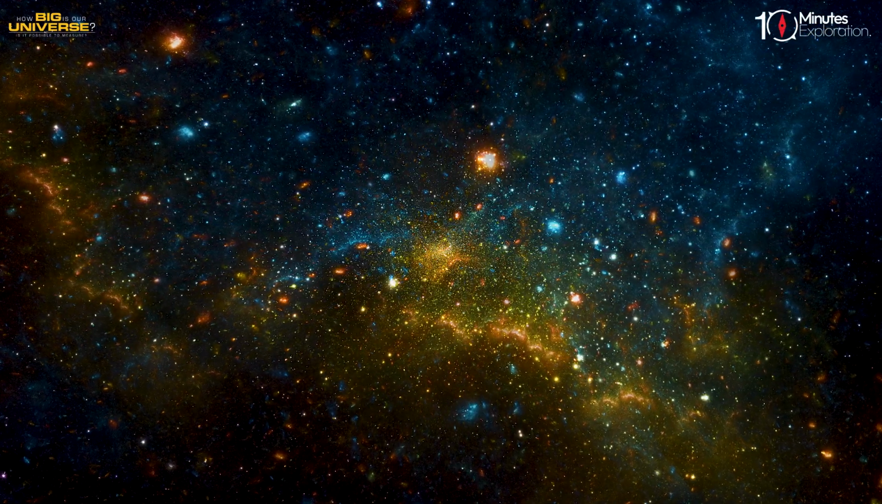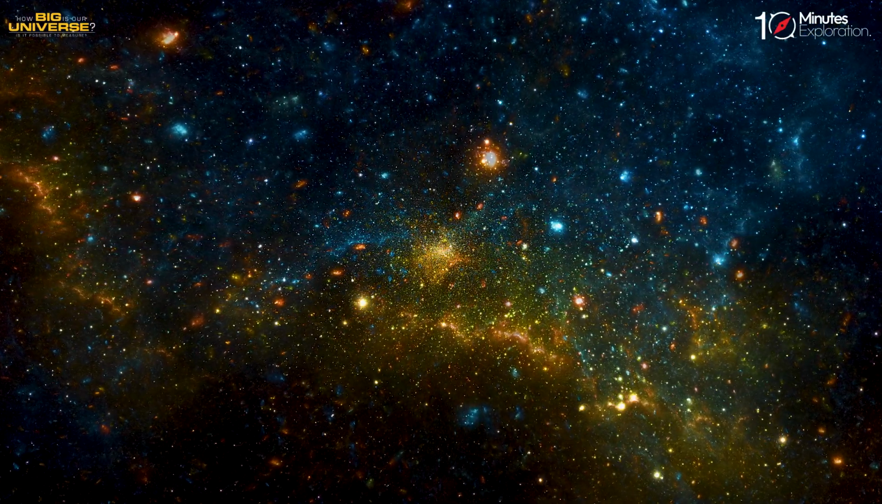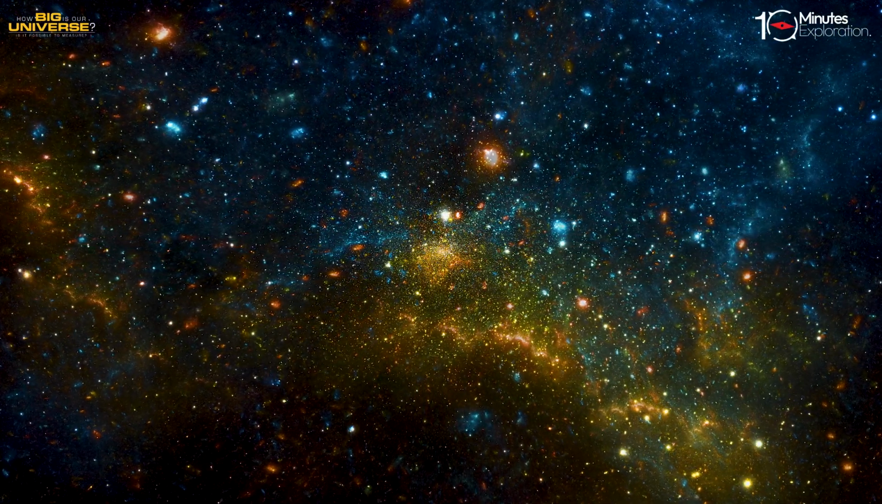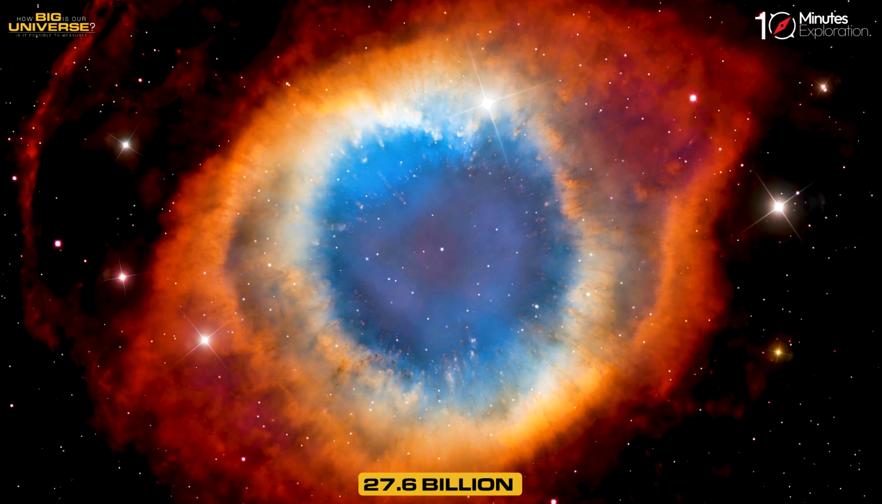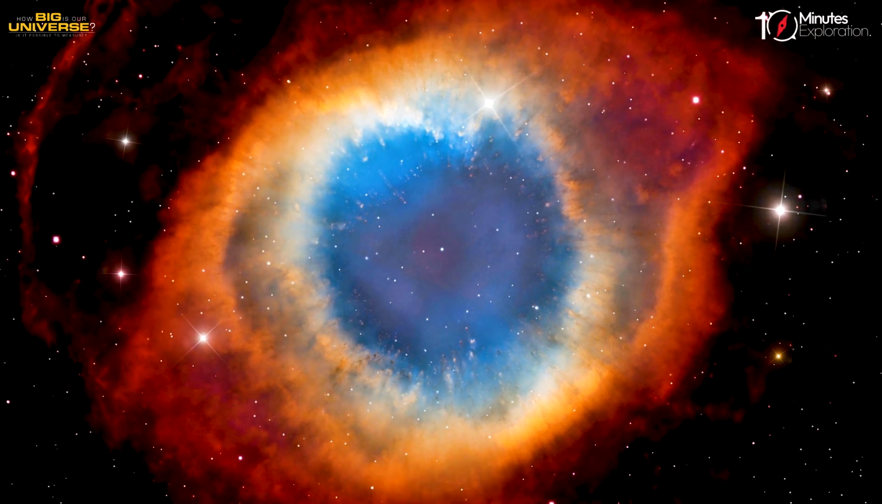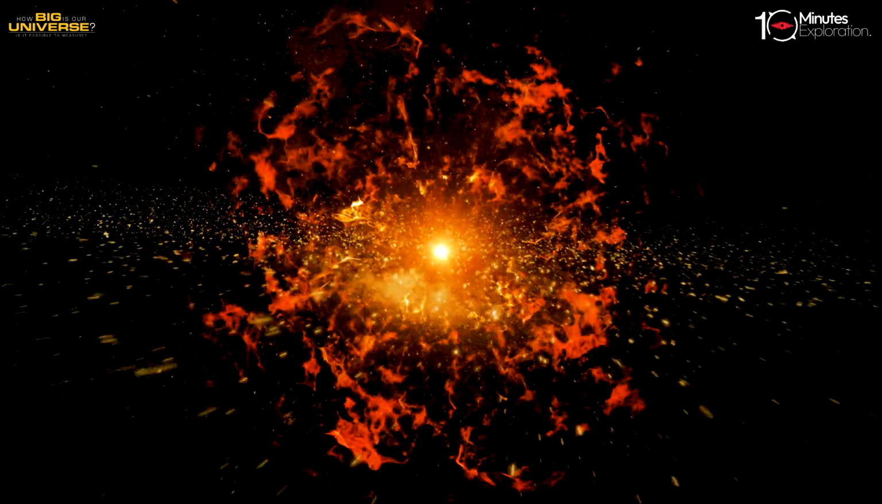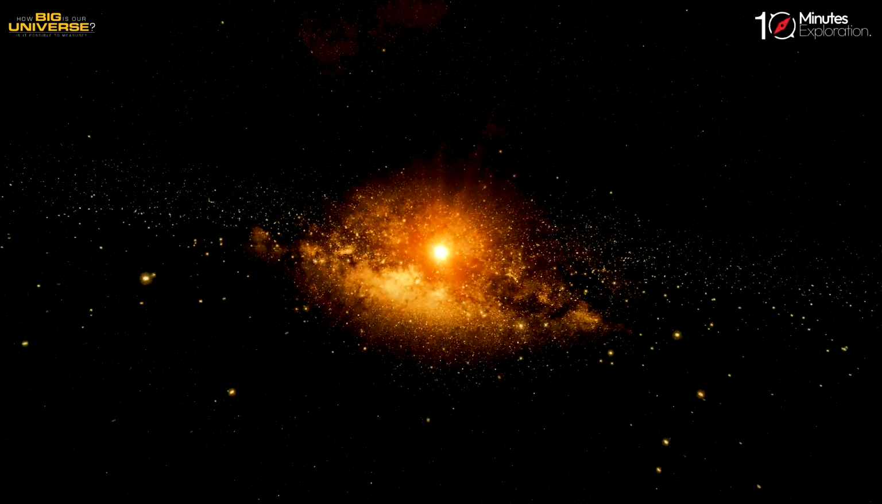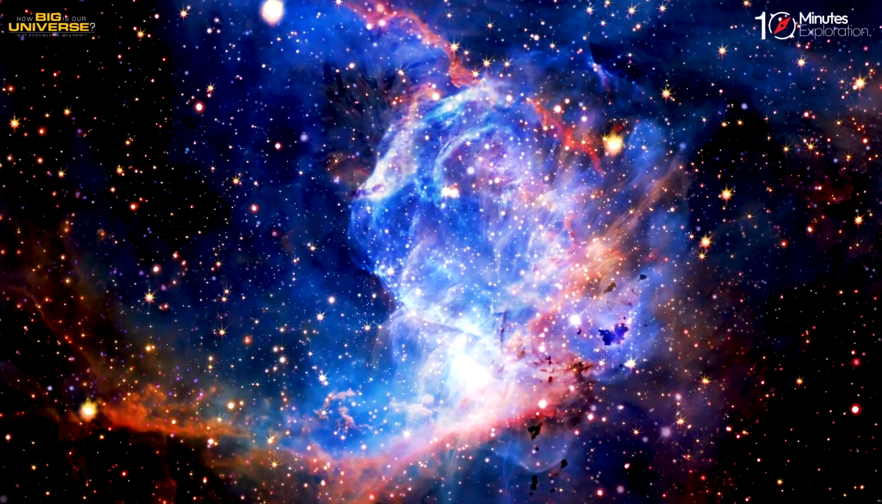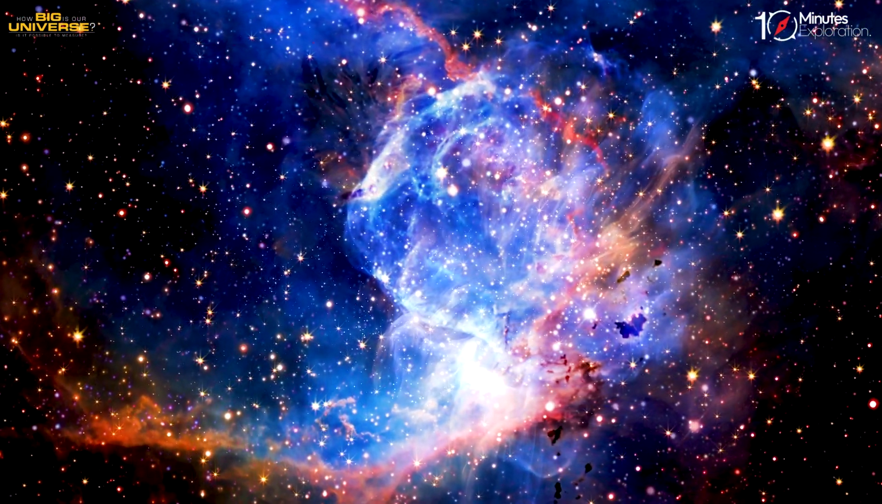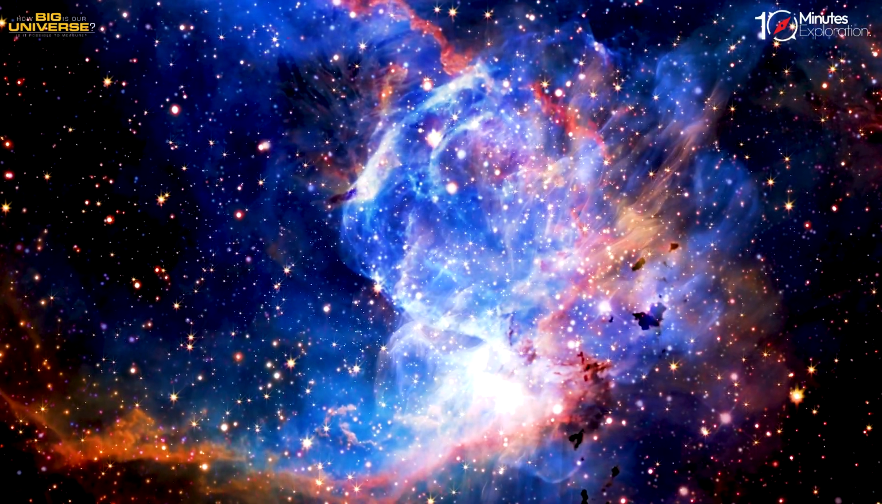But wait, how can the observable universe be bigger than the age of the universe multiplied by the speed of light? Shouldn't it be only 27.6 billion light-years across? Well, that's because the universe is expanding, and has been expanding faster than the speed of light since the Big Bang. This means that the space between galaxies is stretching, and the galaxies are moving away from each other.